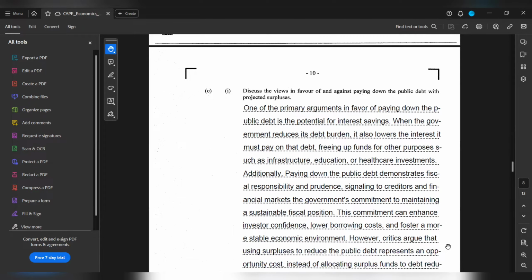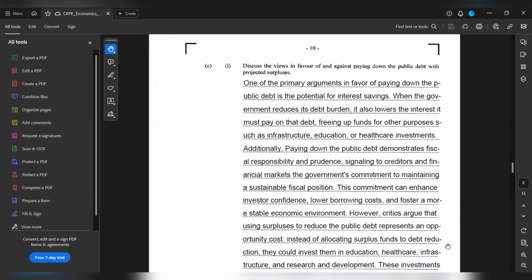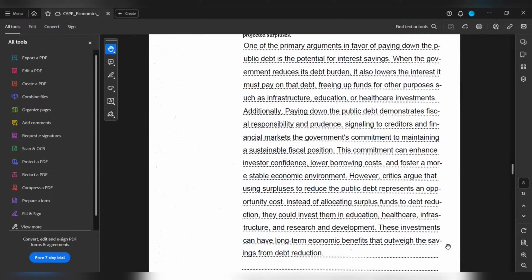However, critics argue that using surpluses to reduce the public debt represents an opportunity cost. Instead of allocating surplus funds to debt reduction, they could invest them in education, healthcare, infrastructure, and research and development. These investments have long-term economic benefits that outweigh the savings from debt reduction.